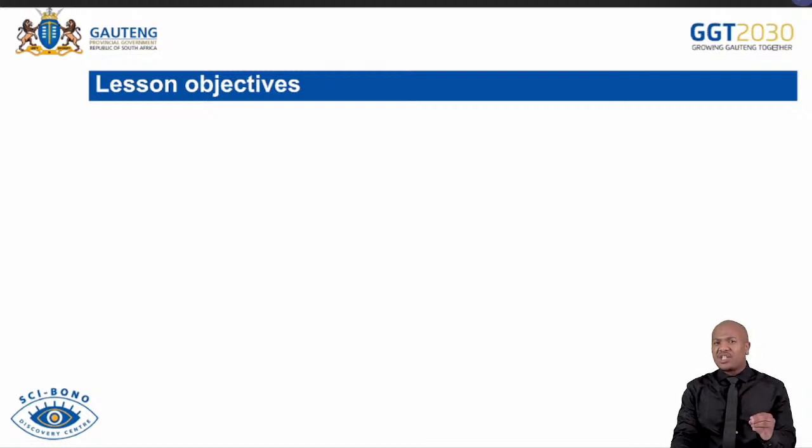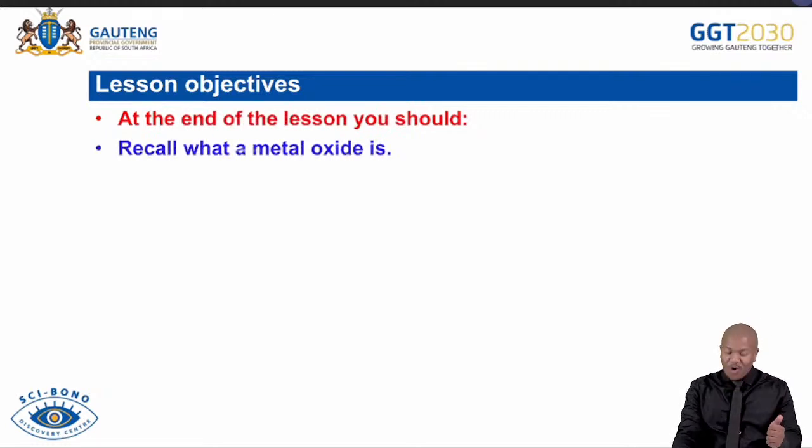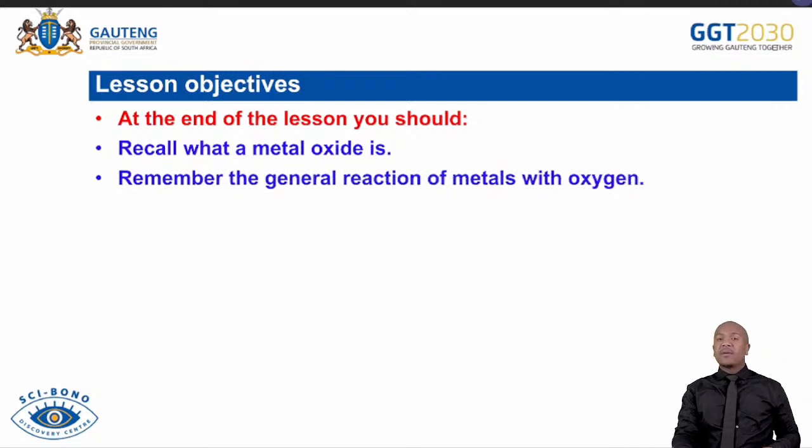Now let's look at the lesson objectives. This is what we need to achieve by the end of this lesson. So by the end of this lesson, you should recall what a metal oxide is. So remember, in the previous lessons, we have done the reactions of acids, the reactions of metals with oxygen. So now we need to recall what metal oxides are. We also have to remember the general reaction of metals with oxygen, and some examples.